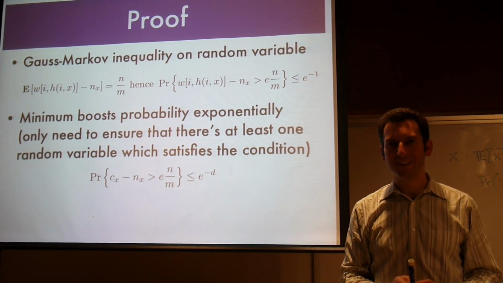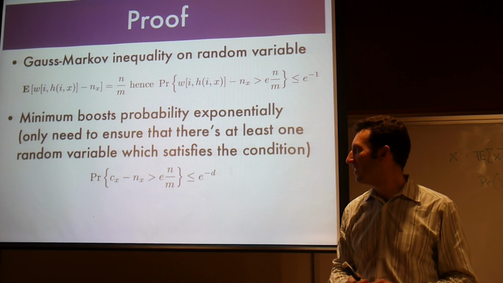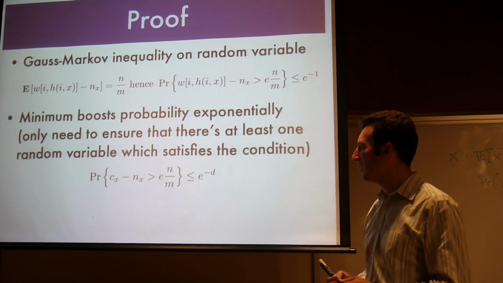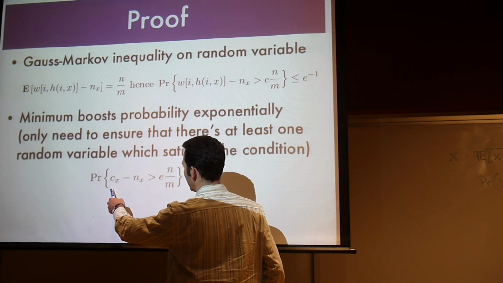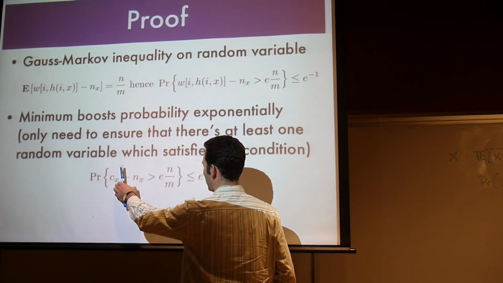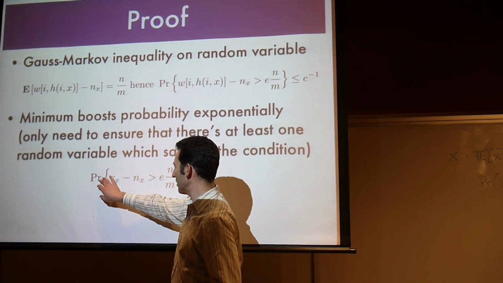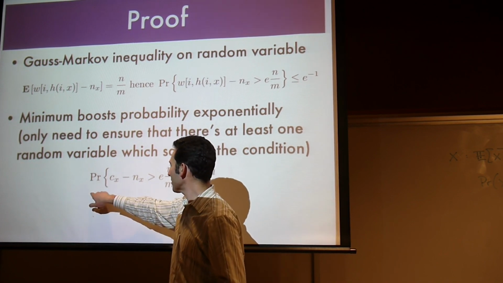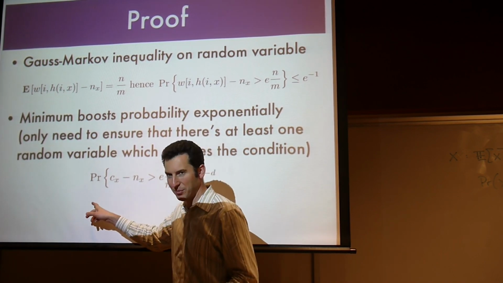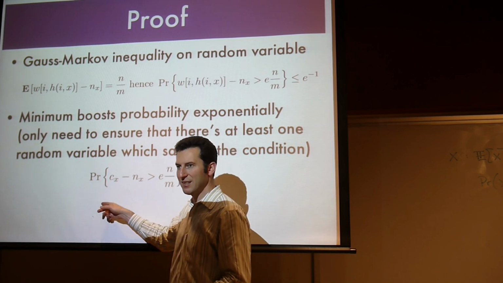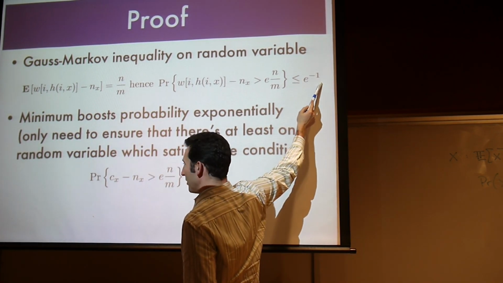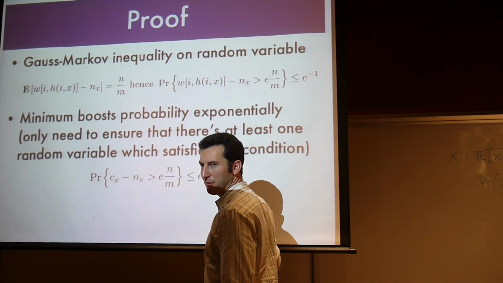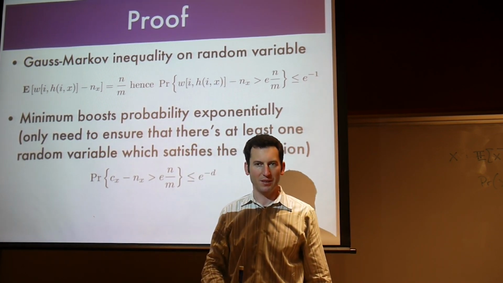Yes? Is Cx the minimum over all your w, i, h, and so on? Yes, correct. And so this would have been written out as the probability that the first one is less than this, times the probability that the second one is less than this. Since each of those probabilities can be bounded by 1 over e, the product, since they're all independent, is bounded by e to the minus d.